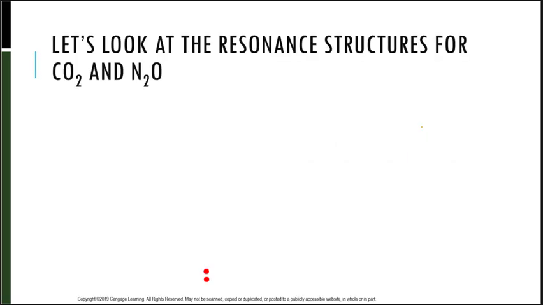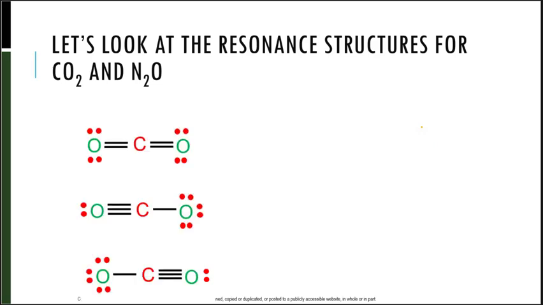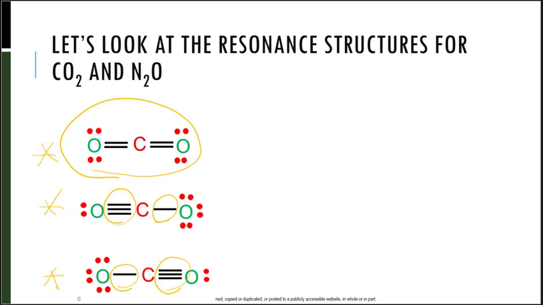Let's look at the resonance structures for carbon dioxide and dinitrogen monoxide. CO2, we drew this before, and this was how we drew carbon dioxide, with 2 double bonds to both of those oxygens. But we could also have a triple bond on the left and a single bond on the right, or a triple bond on the right and a single bond on the left. So these are all 3 resonance structures of carbon dioxide. Notice, this oxygen still has 8 electrons, this carbon still has 8 electrons, and the oxygen on the right has 8 electrons. So those are all possible structures.